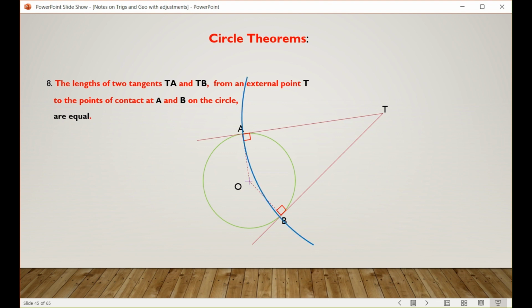If we remember from our last video, where we gave notes on geometric construction, if we rest our compass at T and open it to the length of A and swing an arc, scribing an arc in blue, we will see that it passes through B as well, telling us that TA and TB are the same length. So let's reread the theorem. The lengths of 2 tangents TA and TB from an external point T to the points of contact A and B on the circle are equal.